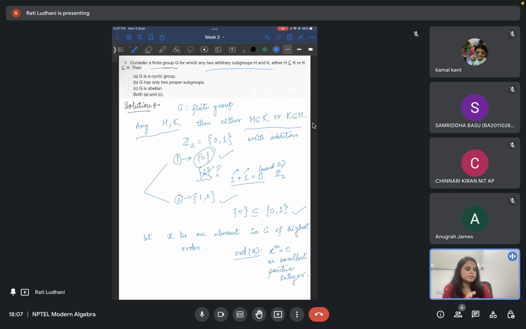So let X be an element in G of highest order. Okay, now let's see what we have. I'll just erase this, as you all know. Okay, what is this? Generated by X. So this is a subgroup, right?